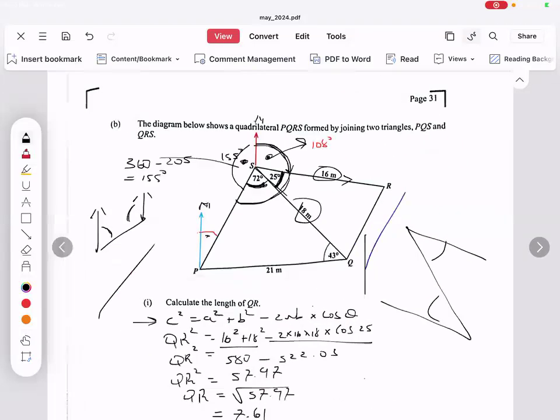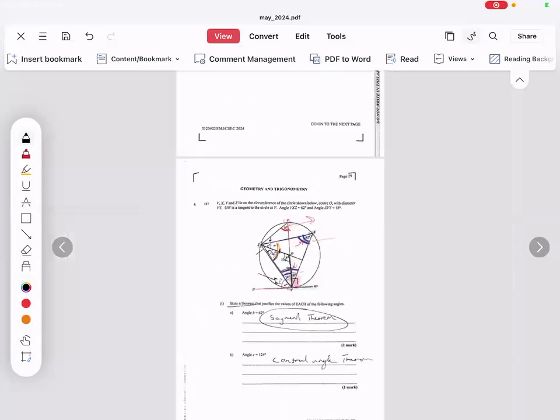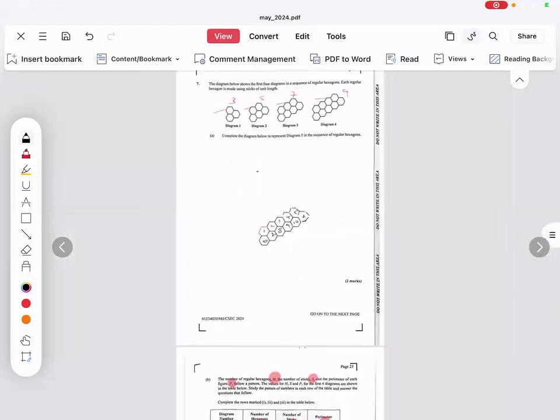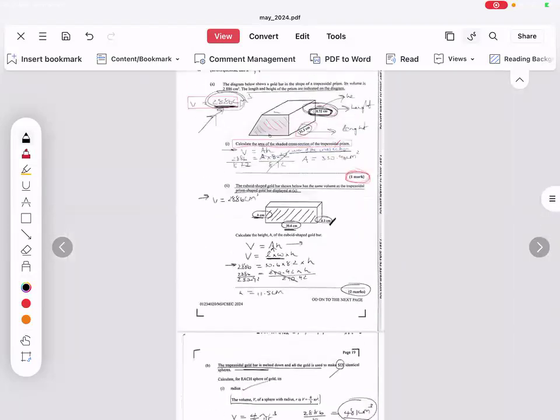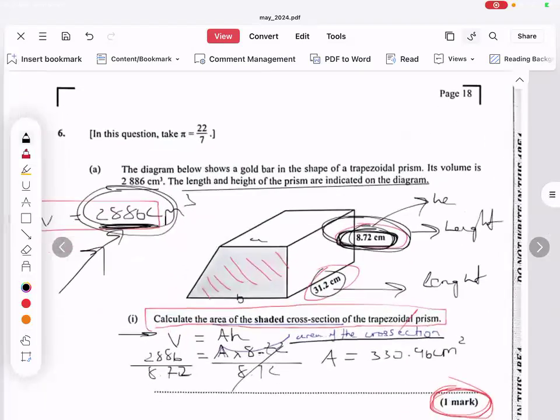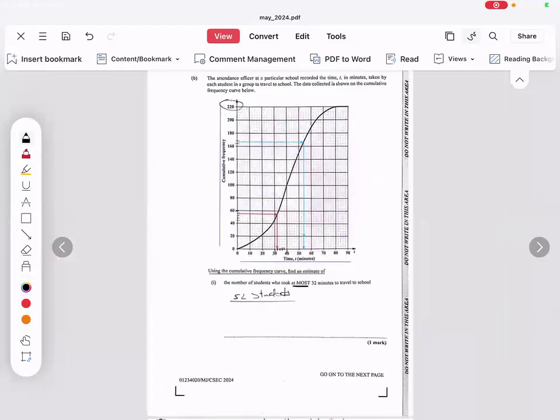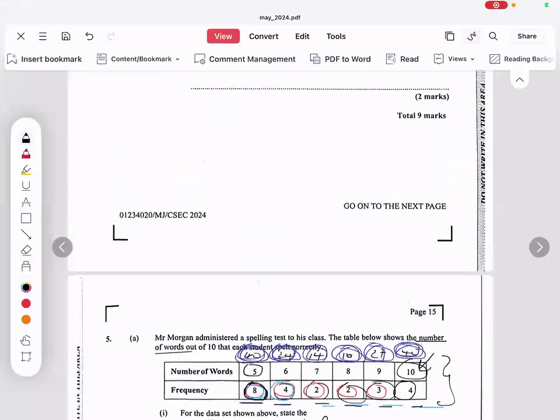Sure, no problem. Question. Sir, I'm realizing at the front of the paper, it says that not all graphs are drawn to scale. So, sir, when doing the paper, does that mean that the answers can vary? No. When they said at the front of the paper that not all diagrams are drawn to scale, they mean the diagrams like the triangle we have up here. You can't use your ruler and measure 31.2 centimeters.